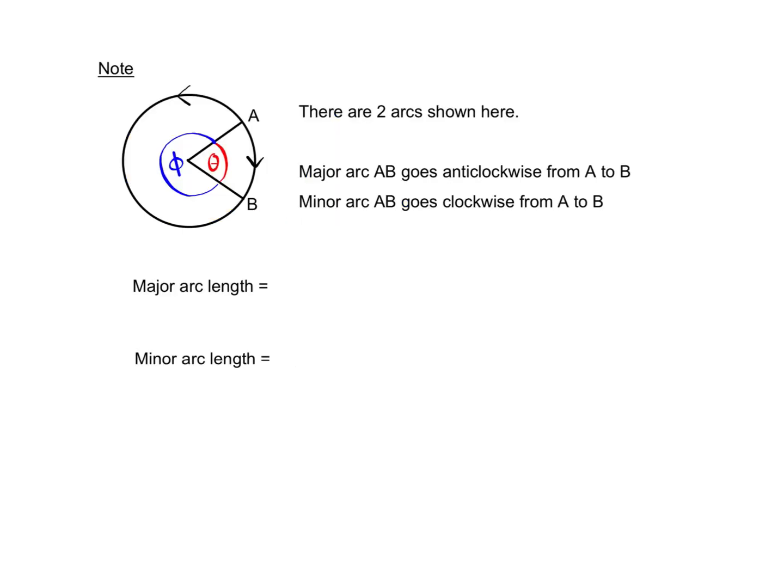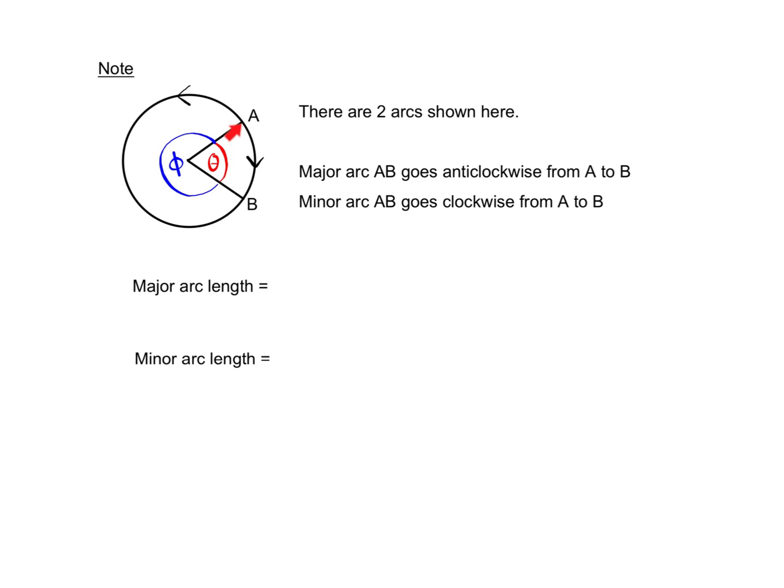Now occasionally in a question you'll have a whole circle drawn and you'll be asked for an arc length. So the question then becomes, which arc are you looking for? So in this case there are actually two arcs shown within this circle. There's a major arc and there's a minor arc. Now major and minor, you would associate that with the major being bigger than the minor. So the major arc is the longest distance between A and B.